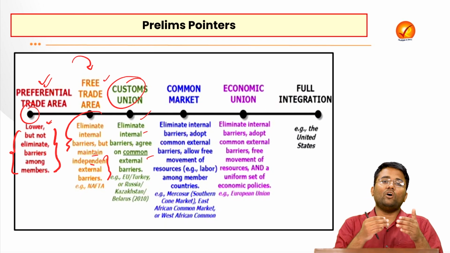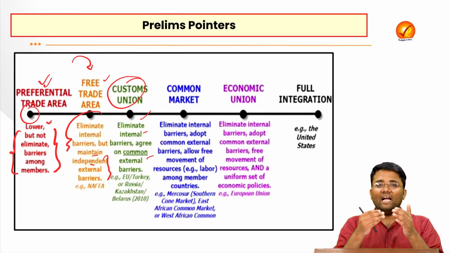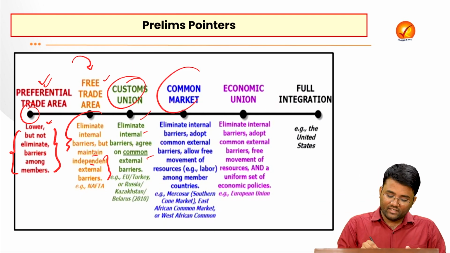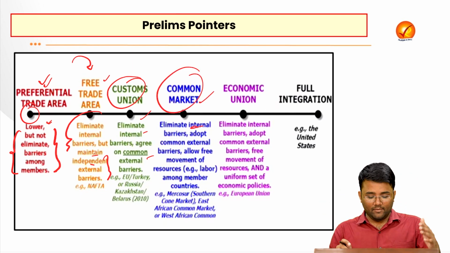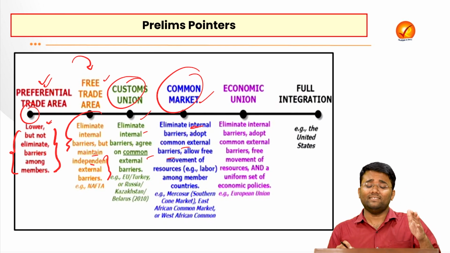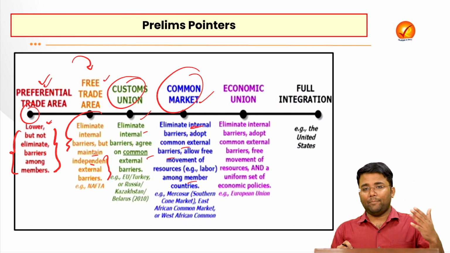They are reducing tariffs between themselves, as well as ensuring that they have a common tariff with the rest of the world. Then there is a common market, where we eliminate internal barriers and adopt common external barriers. We also allow free movement of resources, that is labor and capital.